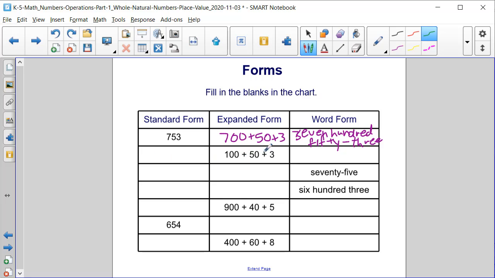Now let's look at the next row. We have it given to us in expanded form as 100 plus 50 plus 3. That will give us a number of 153 in standard form, and if we write it out in words, that's 153.